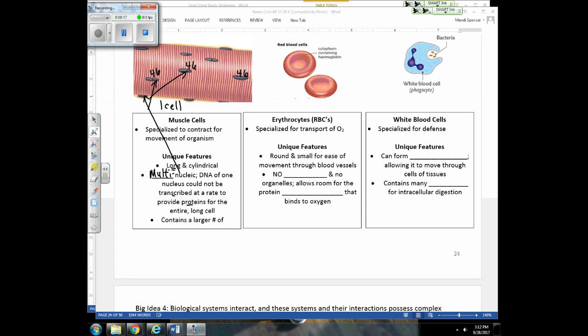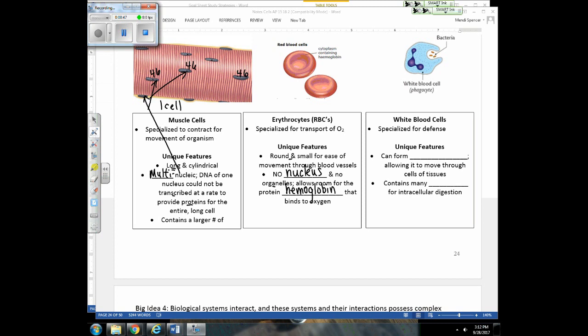Red blood cells are an easy type of specialized cell to remember. They are going to be small and round so they can fit through your blood vessels. They're hollow. There is no nucleus inside of your red blood cells. There's no organelles. So this allows room for an abundance, for hundreds of thousands of molecules of hemoglobin. Remember, that's a protein. And each can bind to oxygen and deliver the oxygen to the cells in need.